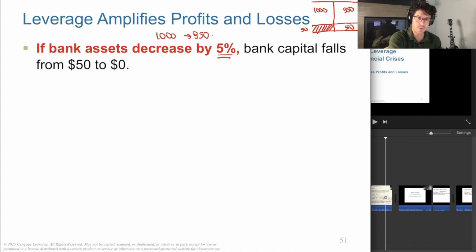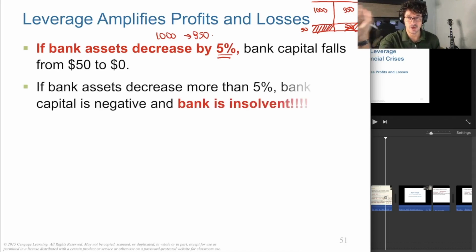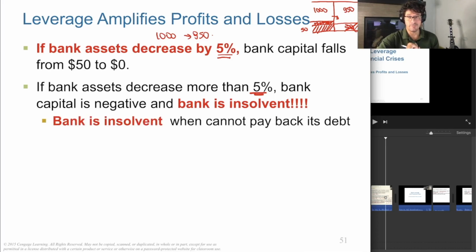Now your entire equity has been wiped out. Remember, you have to repay the debtors. You cannot choose. You have to repay. You promised to repay. And in particular, if the assets decrease even more than 5%, say 6%, look here. If they decrease by 6%, then eventually you are insolvent. You cannot pay your debt holders. So if the bank is insolvent, then it cannot pay back its debt.